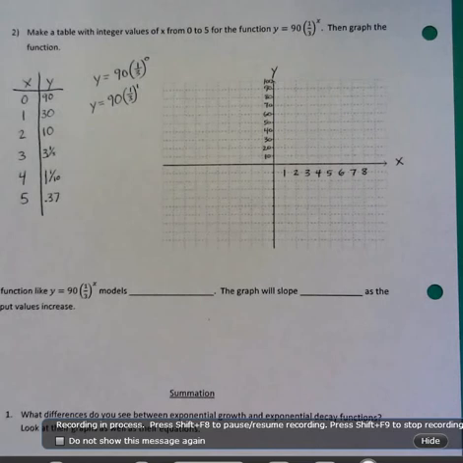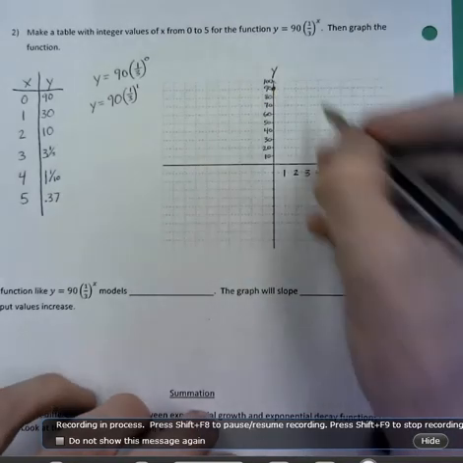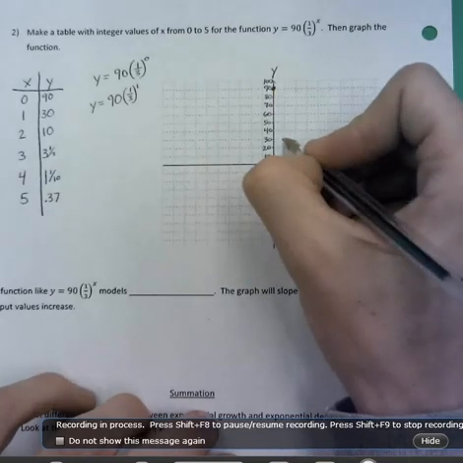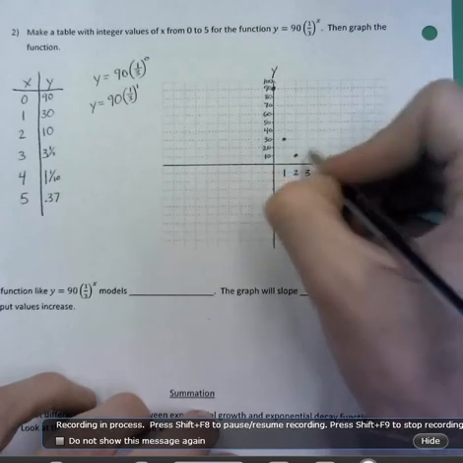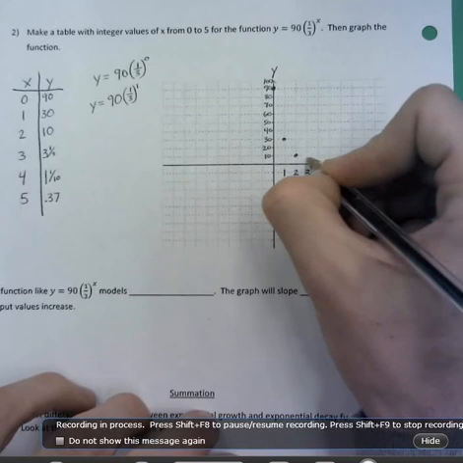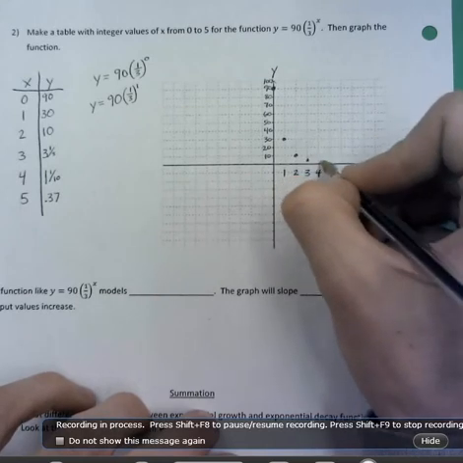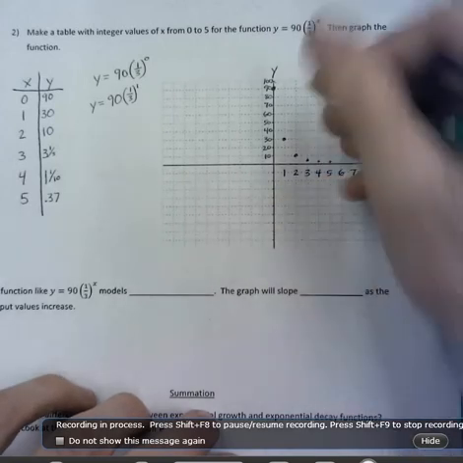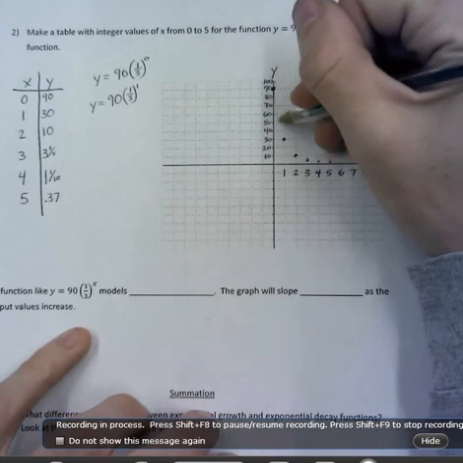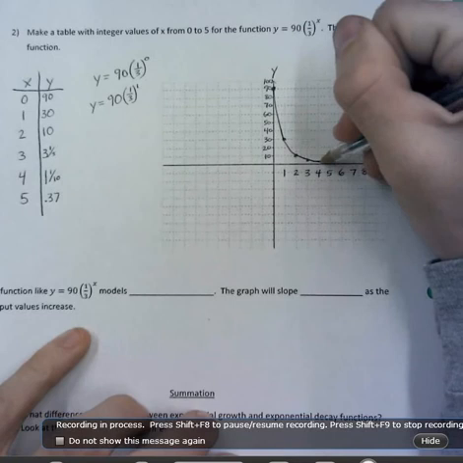Now let's go over and graph these values on our graph. There's my 0, 90 and my 1, 30 and my 2, 10. And you should be realizing that, holy cow, this graph is way different than the one we just did that was an exponential growth function. As a matter of fact, it's almost the complete opposite. The graph more looks like it's falling now. Okay?